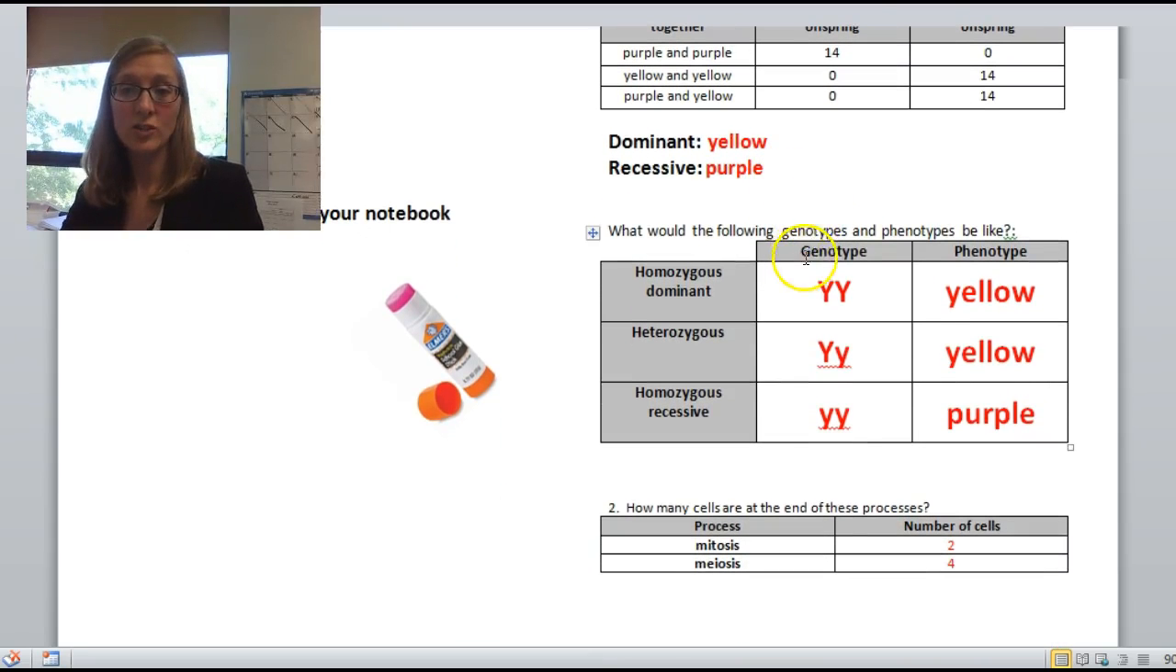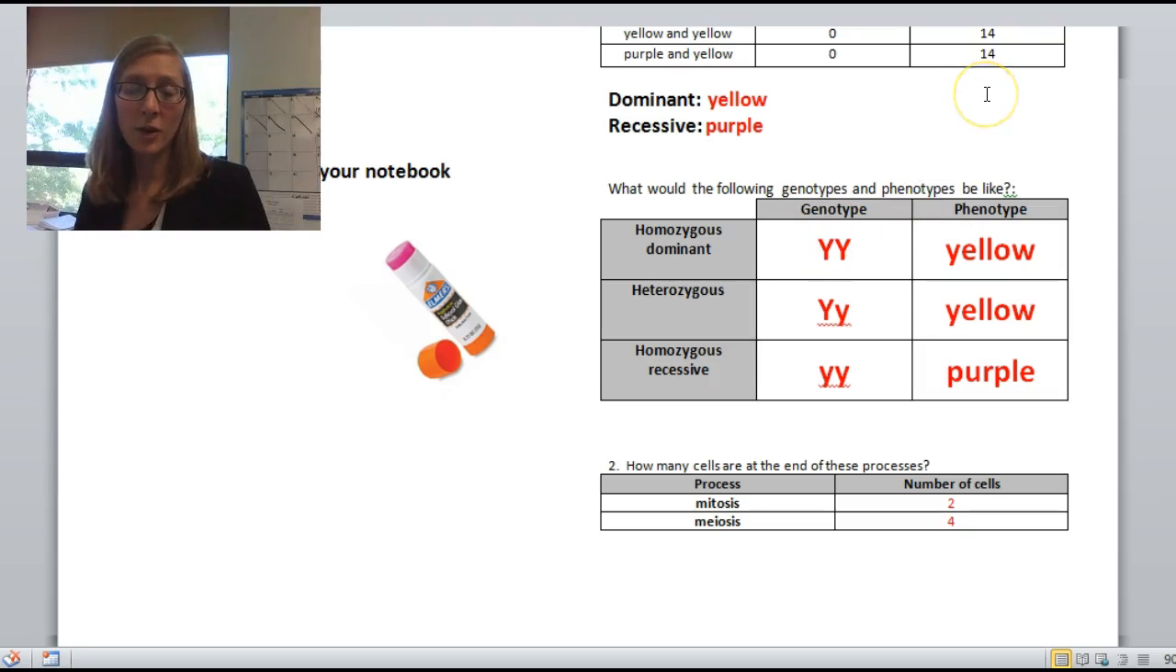Now that gets us to our genotypes and phenotypes. So first of all, we need to select some sort of a letter to choose our allele. You could use anything. I've chosen to use Y, because it's yellow, it starts with a Y. But you could choose anything, it doesn't really matter, except that the dominant has to be the capital and recessive has to be the lowercase. So genotype means what the code is in the DNA, and the phenotype is going to be what that physically is going to appear as.